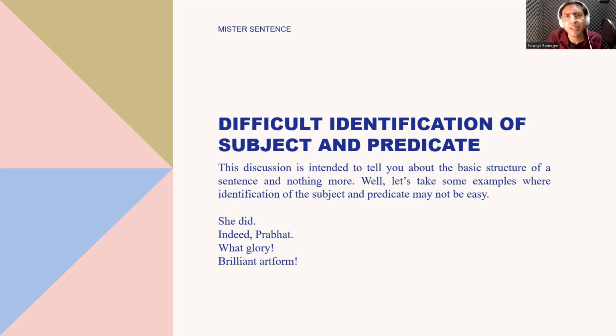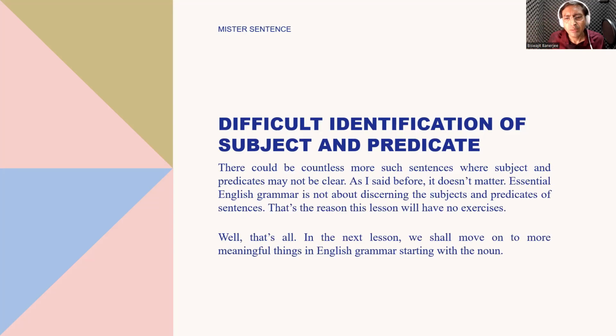Identification of subject and predicate is not needed in your daily use of the language. This is just for your information, backdrop information. Moving on. There could be countless more such sentences where subject and predicates may not be clear. As I said before, it doesn't matter. Essential English grammar is not about discerning the subjects and predicates of sentences. That's the reason this lesson will have no exercises.